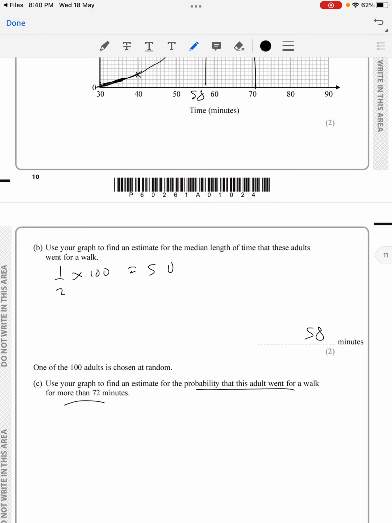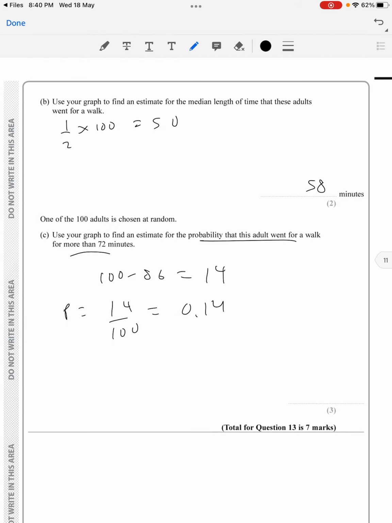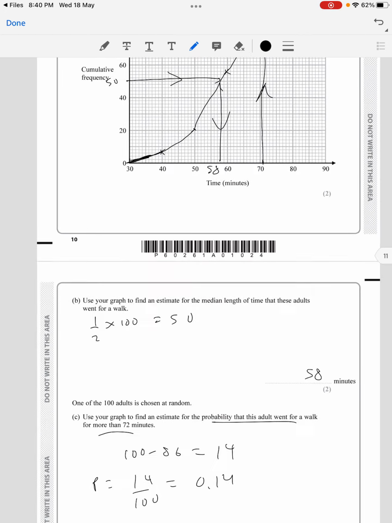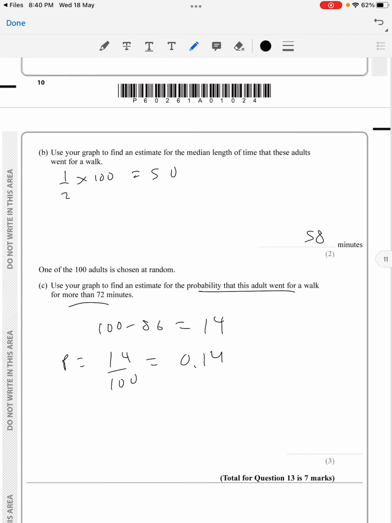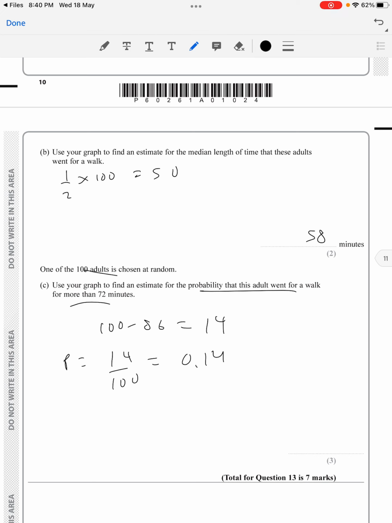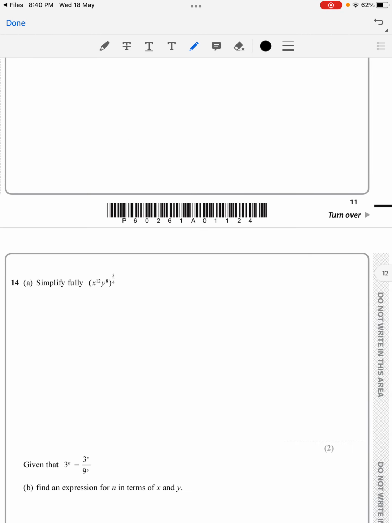The number of adults who went walking more than 72 minutes, you can just do 100 minus 86. 100 minus 86 is 14. Probability would be 14 out of 100. That is about 0.14. That's the probability. You just find out how many people went for a walk at that 72 minutes and subtract that from the total number of adults who went for a walk. 0.14 should be your answer.